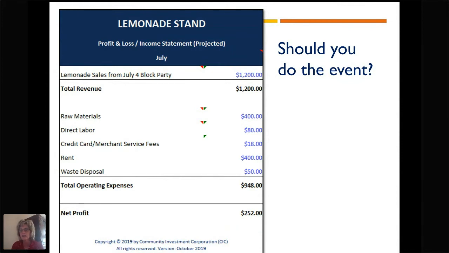$252, 4 hours, you're making an average of $60 an hour. Although less than that if you factor in the time to purchase your supplies, setup, breakdown, but not too shabby. So here we go, Danny. Here's where I'm going to be paying myself. $252. I don't think it's too bad.